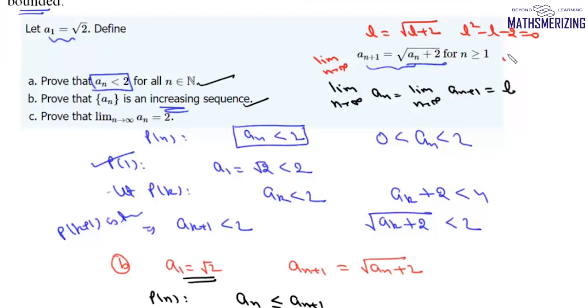Now from here we can say either the value of L is 2 or the value of L is minus 1. But L cannot take the value minus 1 because a1 is root 2 and the sequence is increasing. So the limiting point must have a value which is greater than root 2. That means in this case, the value of the limit point will be 2. So we can say that limit n tends to infinity of an, its value will be simply 2.